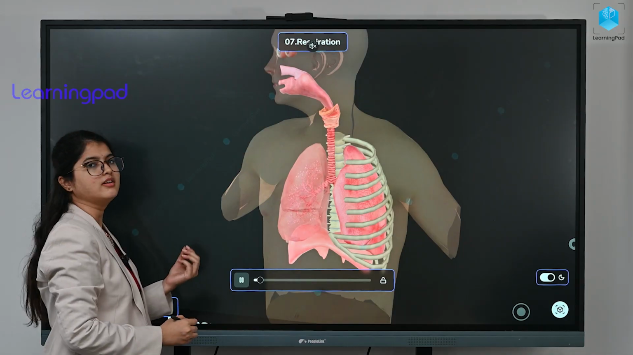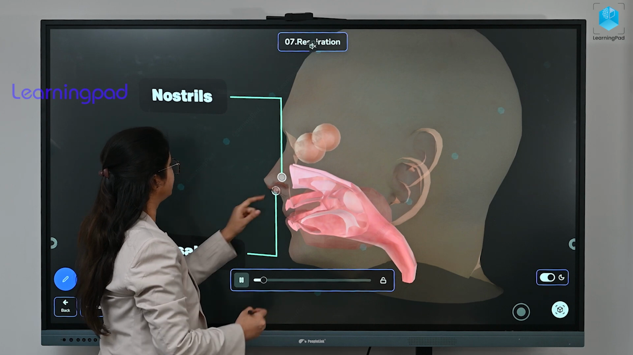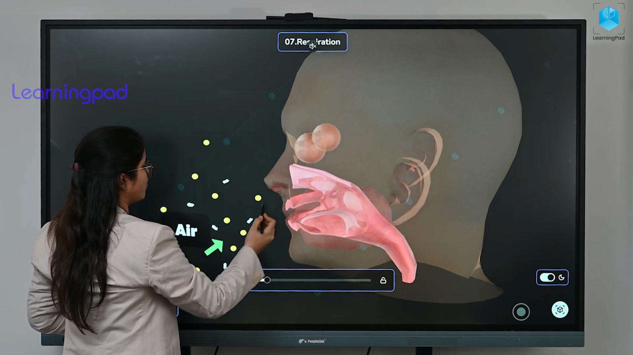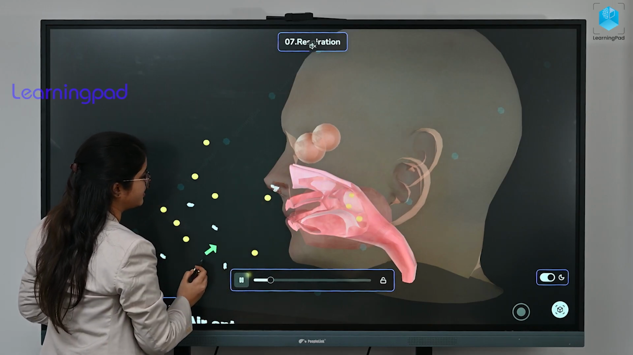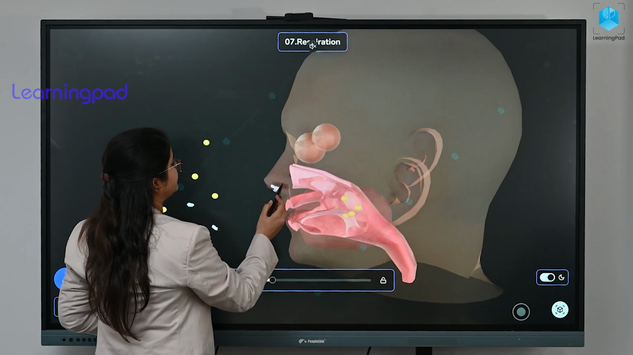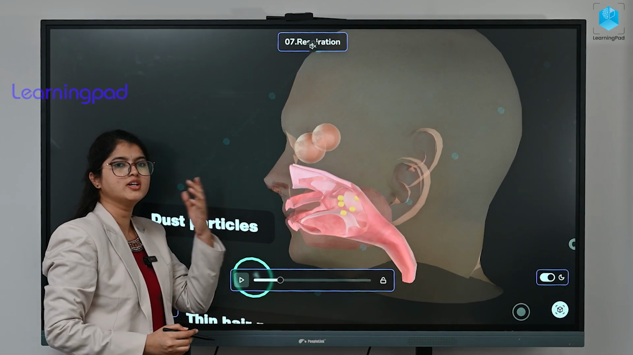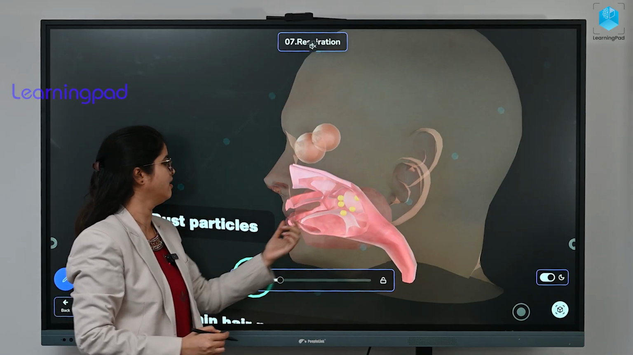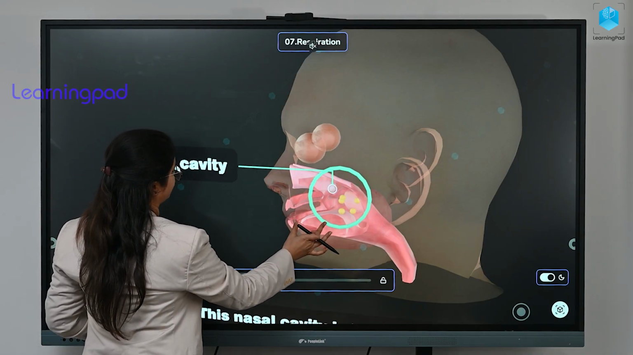The inhalation process begins at the nasal passage, nothing but the nostrils, where the hair present will prevent the entry of dust particles into the nasal passage. The mucus and the humidity present in this region make the air humid. Now this humid air enters into the trachea.